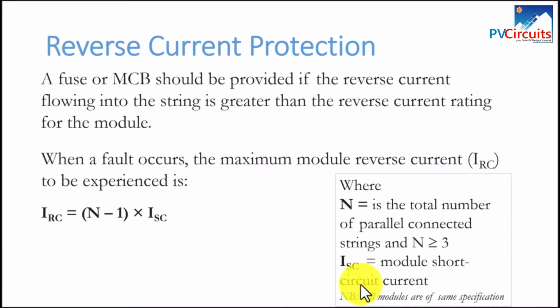This case requires that all these modules are of the same manufacturer and same rating. We have another condition here that N should be greater than or equal to 3. Where N is less than 3, say 2 for example, the bracket reduces to 1, and as such IRC becomes equal to ISC, so no protection is required. Where N is equal to 1, then this part reduces to 0, and basically we don't have a circuit there, so we will not be discussing reverse currents.